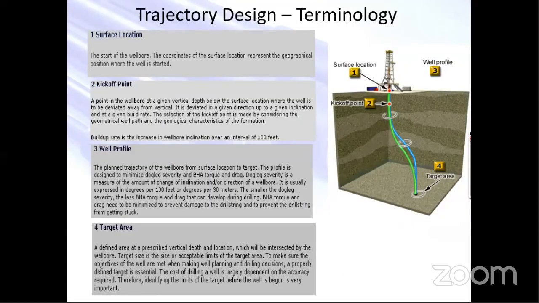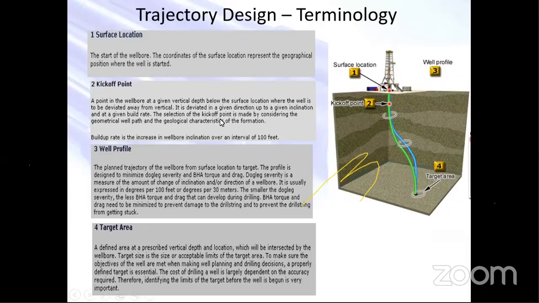Trajectory design terminology. To get a better understanding of design, we need to be aware of this terminology. The first one is the surface location. The surface location is the start of the wellbore. The coordinates of the surface location represent the geographical position where the well is starting. If you look at the picture here, it's very clear.